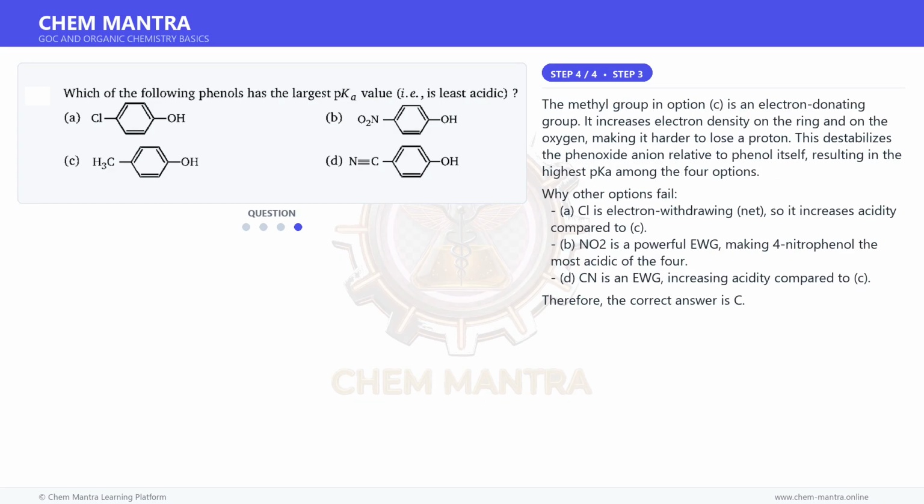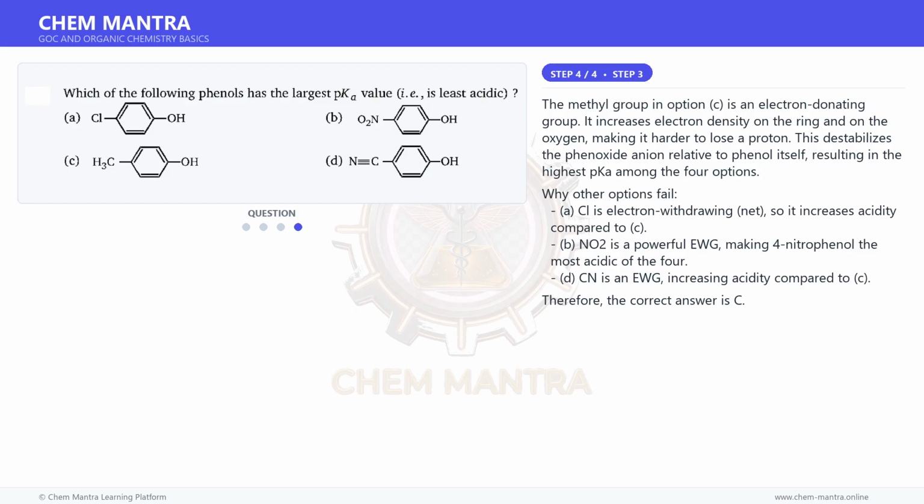And for the final step, the methyl group in option C is an electron donating group. It increases electron density on the ring and on the oxygen, making it harder to lose a proton. This destabilizes the phenoxide anion relative to phenol itself, resulting in the highest pKa among the 4 options.